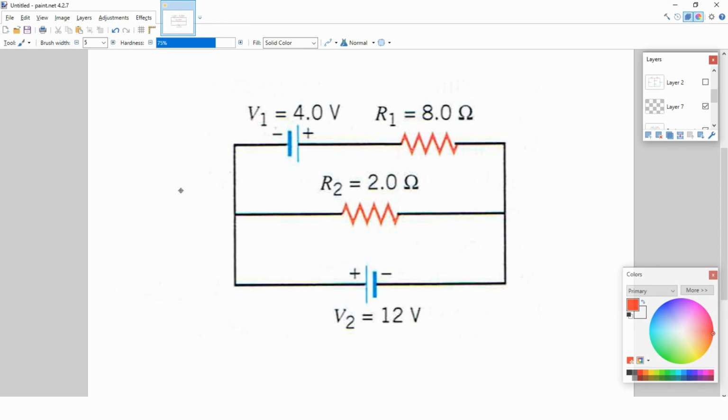So the first thing we're going to do is label some lines. The way I'm going to do it is every single line that connects to the junctions, as you can see these junctions, I'm going to give a label. This line is going to be, actually I'm going to label this A. This line is going to be B. This line is going to be C. So let's start.